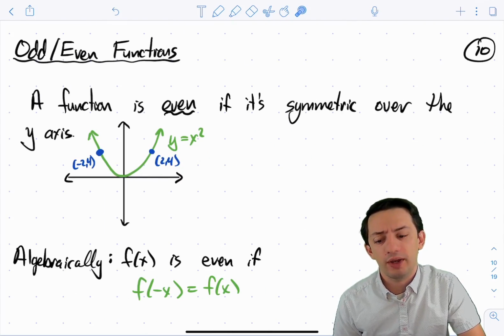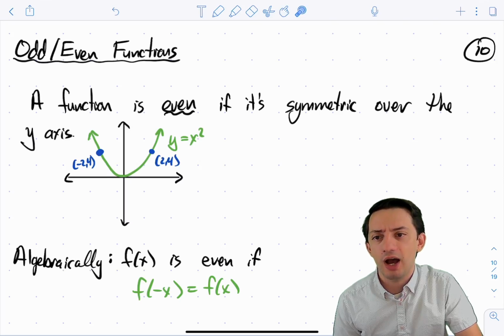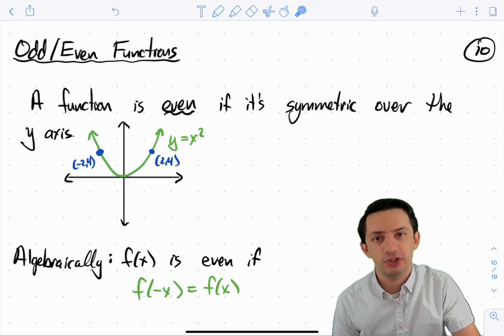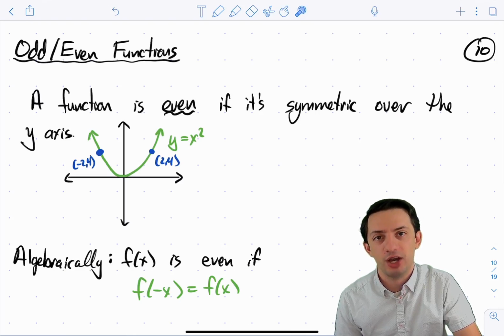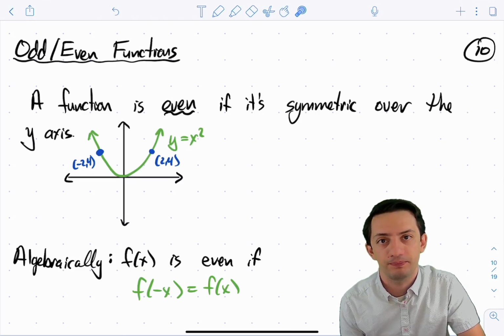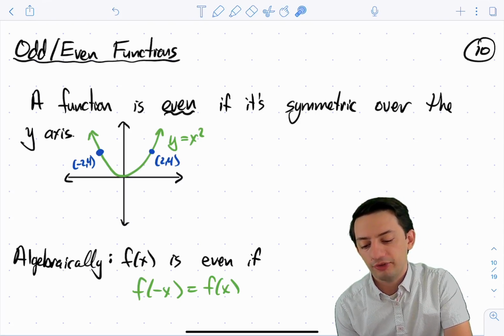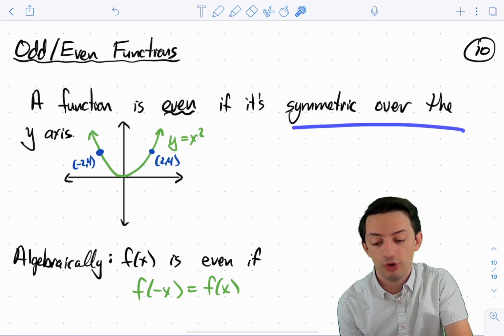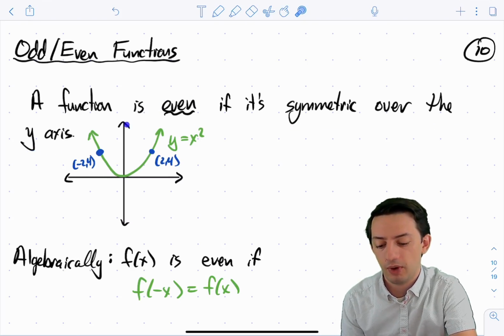Okay, so that was a quick one-slide topic. The next one is odd and even functions. This is a quick definition of an even function and an odd function, and then a quick test to help you tell if a function is odd or even. We call a function even if it's symmetric over the y-axis. So this one's the y-axis here.